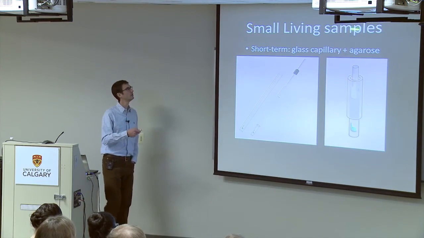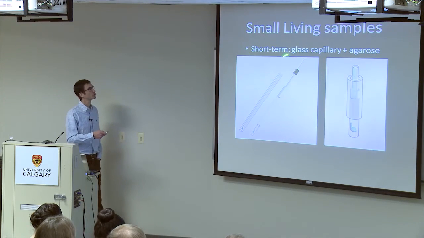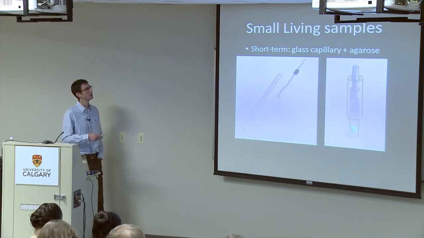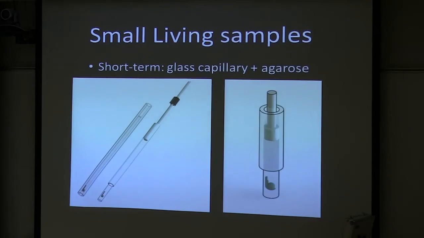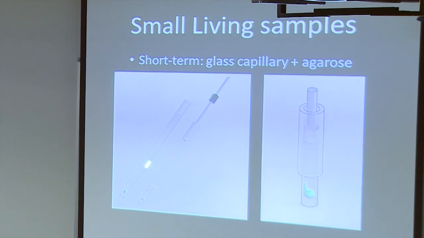So the small living samples, these are just for short-term imaging. This is the classical mounting technique. You take a glass capillary. You put your sample in some 1% low melt point agarose that's been melted, so it's probably sitting at about 40 degrees Celsius. You put your sample into that agarose, suck it all up into this capillary.